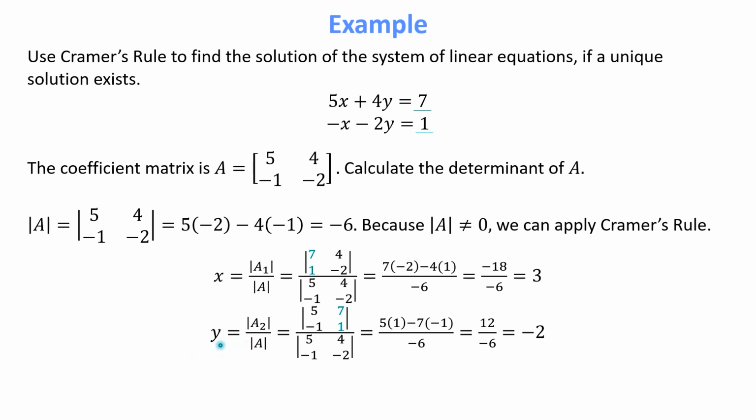Similarly for y, well, y equals the determinant of A sub 2 divided by the determinant of A. So we now replace the second column of our coefficient matrix, so the entries 4 and minus 2, with the constant terms 7 and 1. So this is what we have here, and upon calculating the determinant here, we have that y equals minus 2.